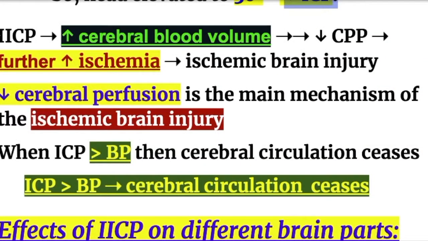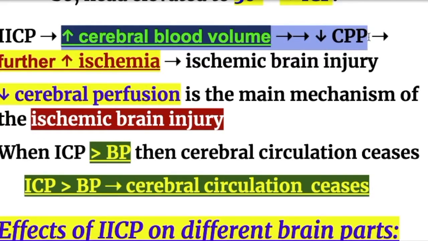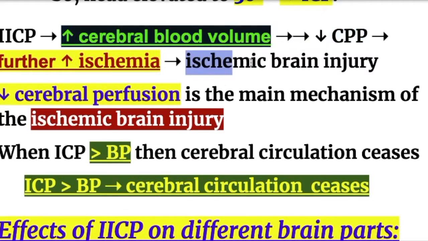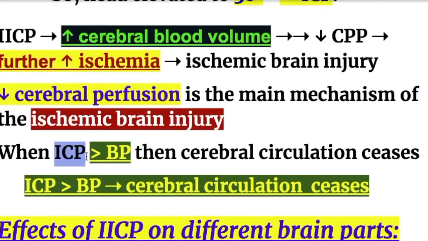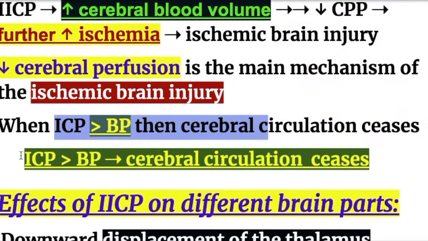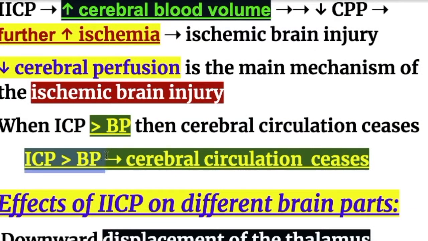Now, what are the effects of increased intracranial pressure? Increased intracranial pressure leads to an increase in cerebral blood volume. That leads to decreased cerebral perfusion, which leads to further ischemia, causing ischemic brain injury. Decreased cerebral perfusion is the main mechanism of the ischemic brain injury. When intracranial pressure is more than blood pressure, then it stops the cerebral circulation.